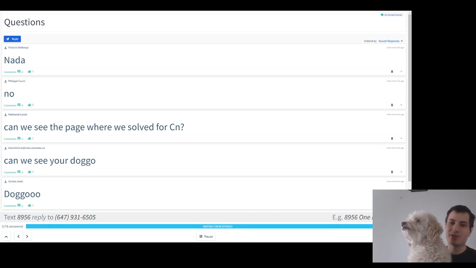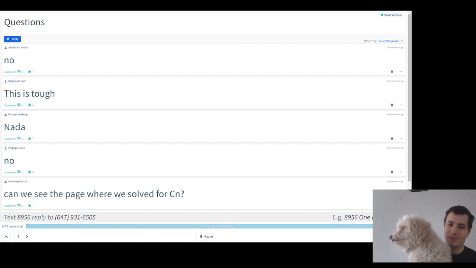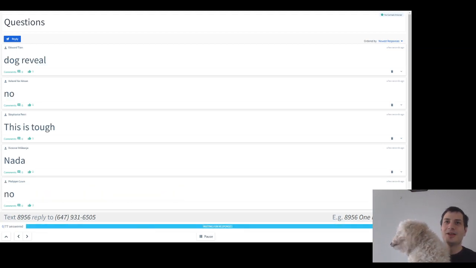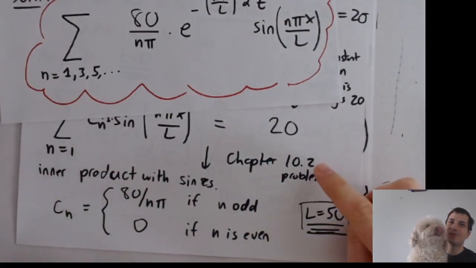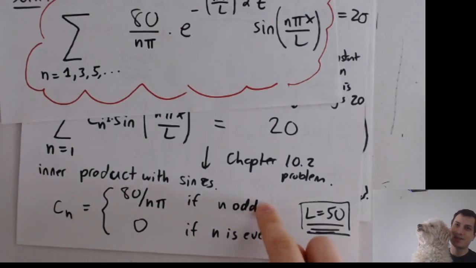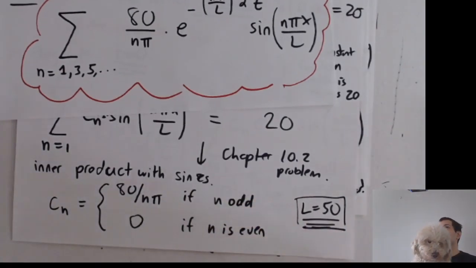Can we see the page where you solve for Cn? Yeah, well, I cheated. I just copied it from the textbook, so I can show you the answer. It's here. So I just said Cn, it's a chapter 10.2 problem, and it's 80 over n pi if n is odd and 0 if n is even.